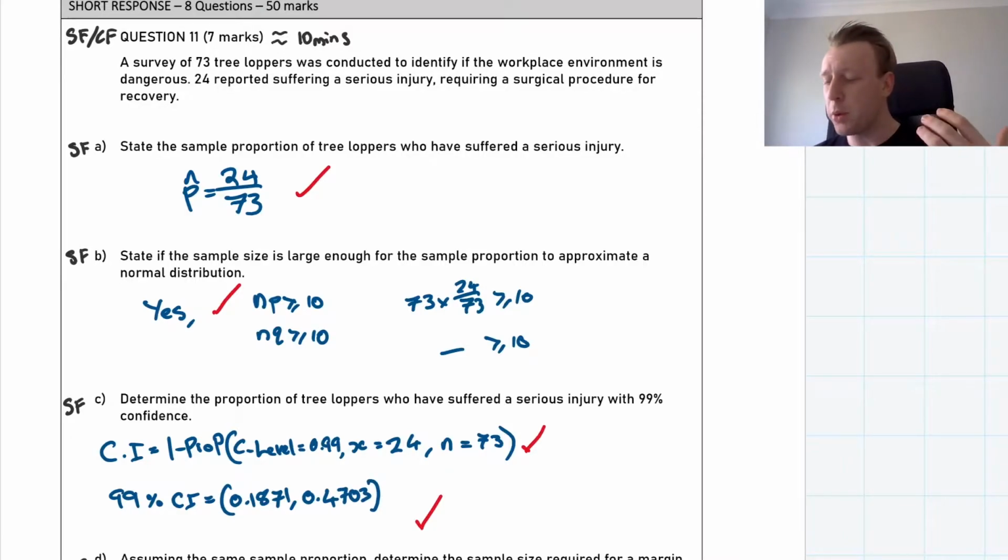Now, you're probably looking and go, that is a really large range. That's because we're 99% confident. So if you want to reduce that range, you can reduce the level of confidence.